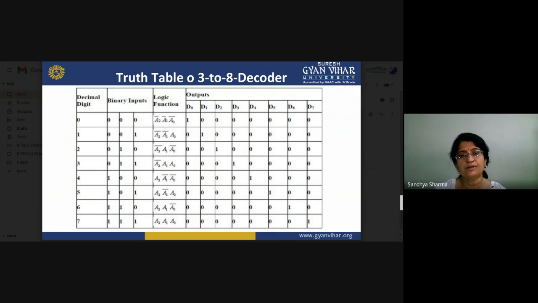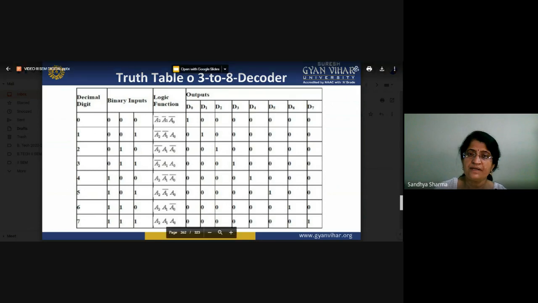So according to that, D0 will work as active. After that, for 0 0 1, the second one will be active, then the third one will be active. So in this way we can see that according to the particular input signal, only one of the 8 outputs will be activated.